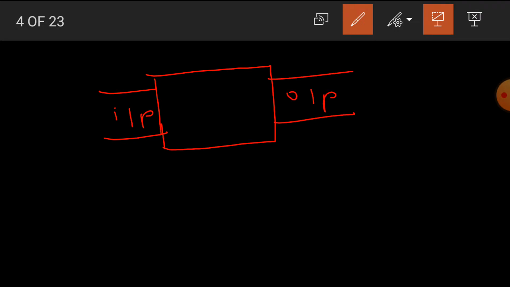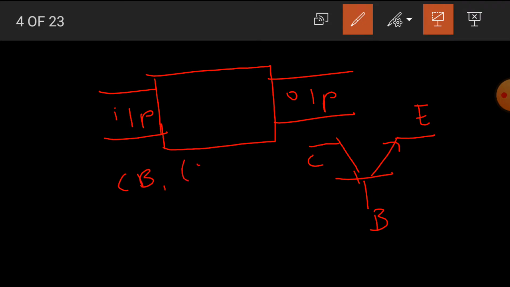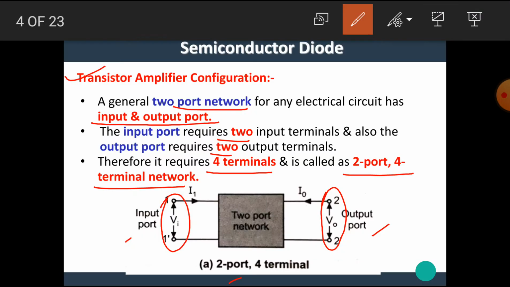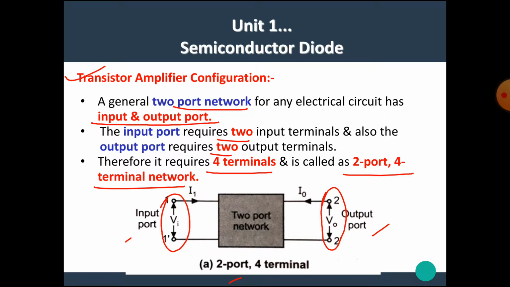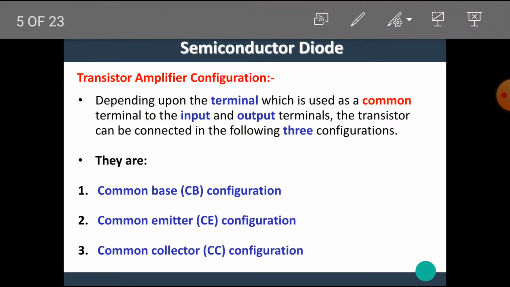But our transistor is a three terminal device. That means the three terminals are collector, base, emitter. That means we cannot use the transistor as a network. Hence, we have to make any one terminal of this transistor common. For that purpose, we use the transistors in three configurations. That means the common base, common emitter or common collector configuration. I hope you all understand the transistor amplifier configuration concept.